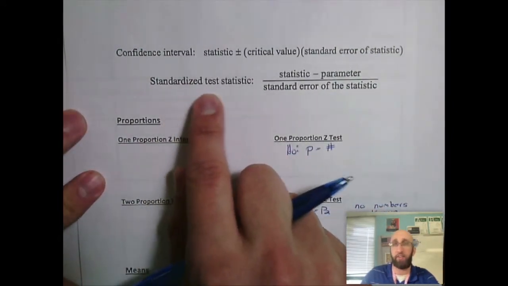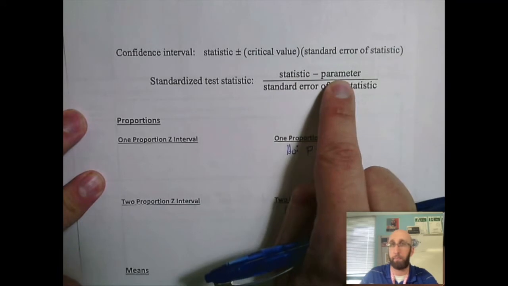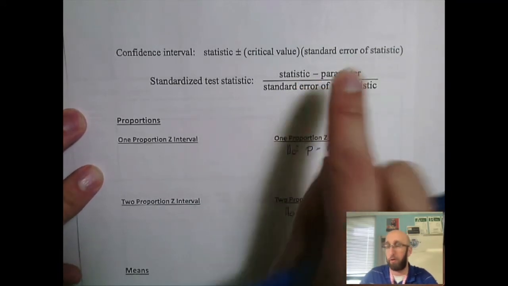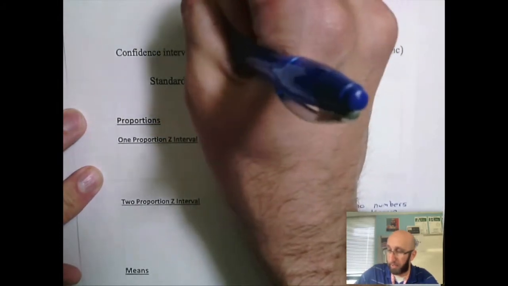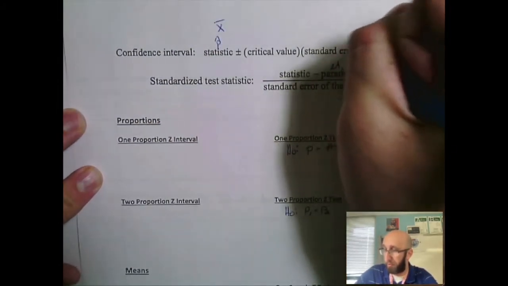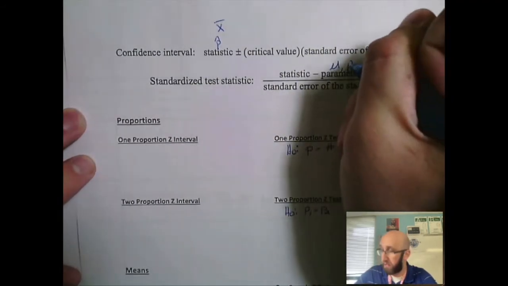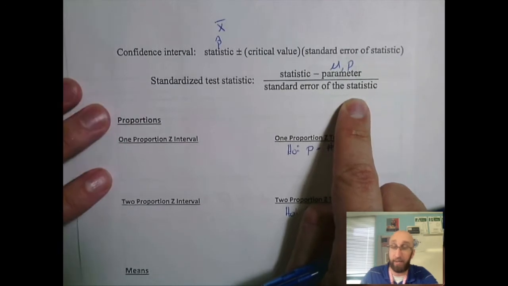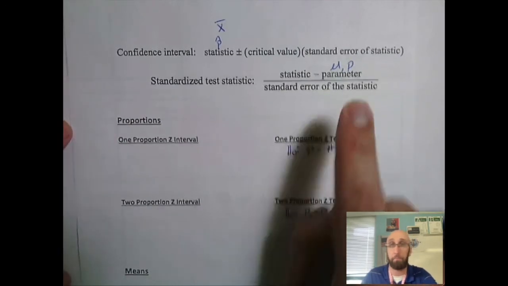For hypothesis testing, you're going to do your statistic minus your parameter. So maybe your x bar minus your mu. Remember, statistics are your x bars, your p-hats. Then you have your parameters, which is your mu's, your p's, etc. And then you're going to divide by the standard error of the statistic. Again, the standard error of the statistic, that is the hard part. So let's get to it.